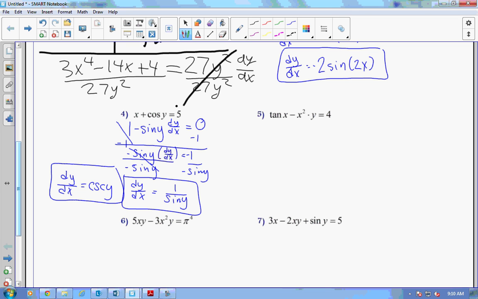How are you feeling on implicit differentiation? You want to try the next 3? They're like, no. Okay, try the next 3. Once you have all 3, or if you get stuck, something, raise your hand. And then we have some fun stuff on the back.